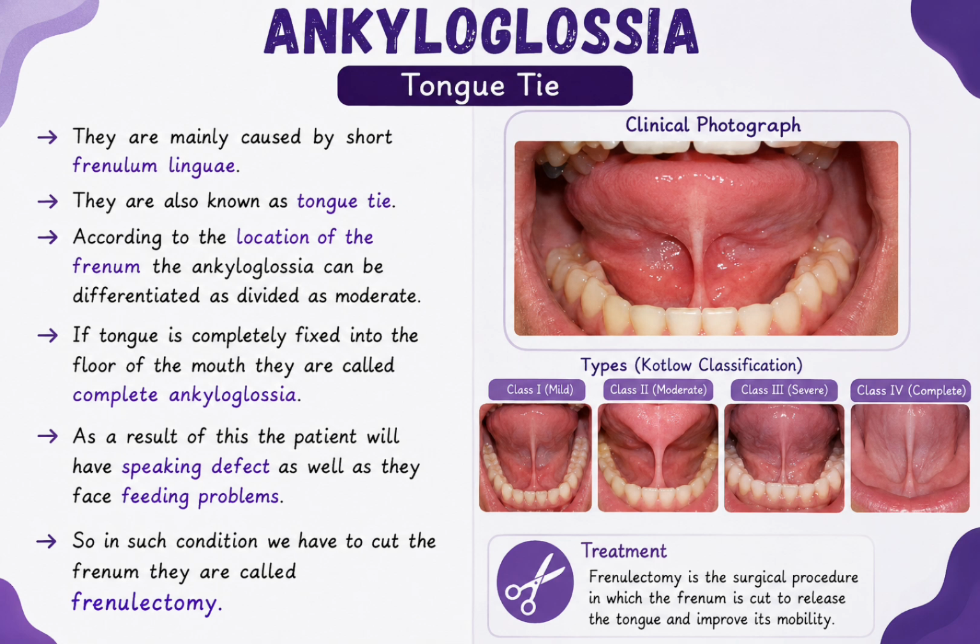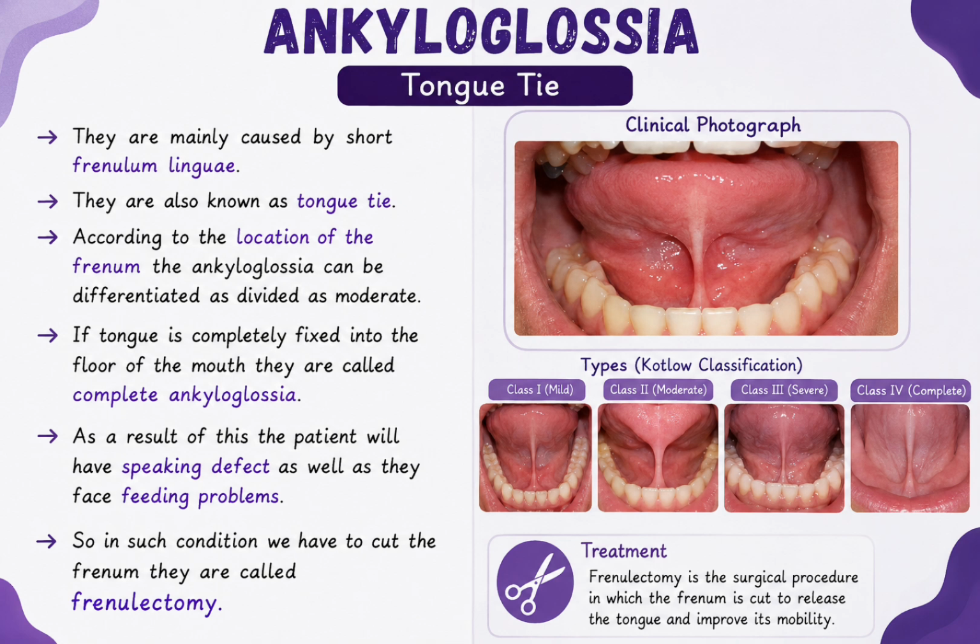The problem here is that the patient will have feeding problems. Feeding won't be proper and there will be difficulty in speech also. These are the problems in ankyloglossia due to the presence of a short and thin lingual frenum. As a treatment of ankyloglossia, what we can do is cut the frenum, so a frenectomy can be done.